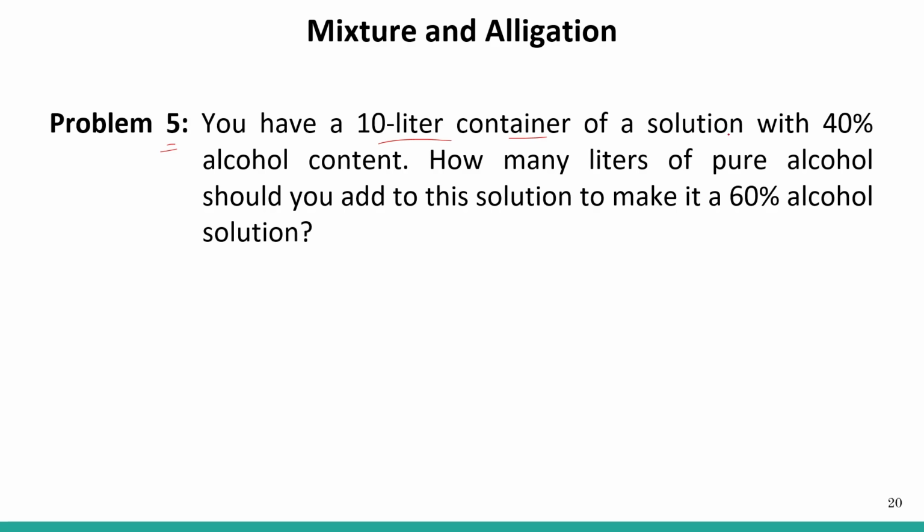So you have a 10 liter container of a solution with 40% alcohol content. So how many liters of pure alcohol should you add to this solution to make it a 60% alcohol solution? So what you have here is a 10 liter container. So you have a container with capacity 10 liter. Okay. So let it be named as A. So what it has is 40% alcohol concentration. Okay. That is what it has.